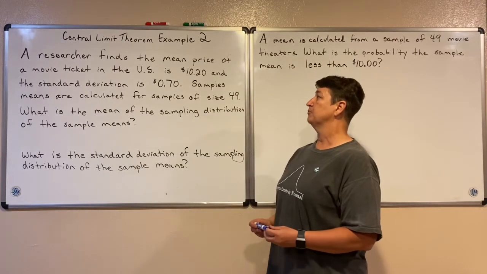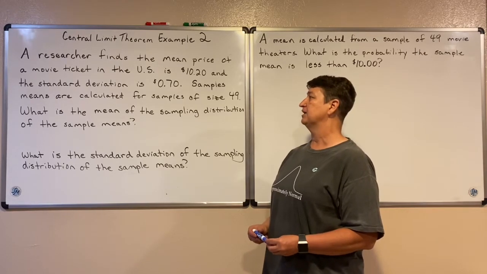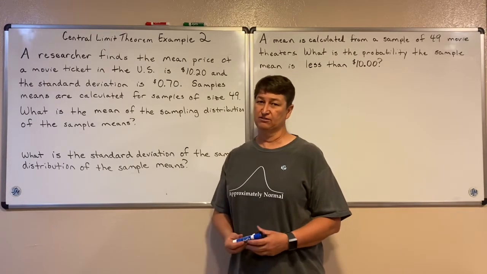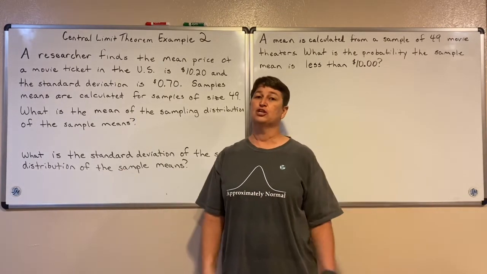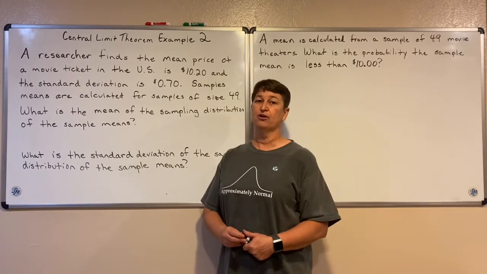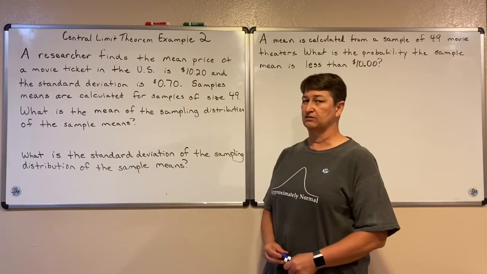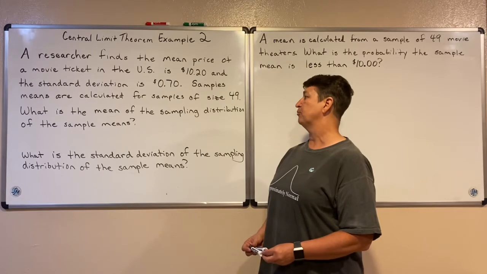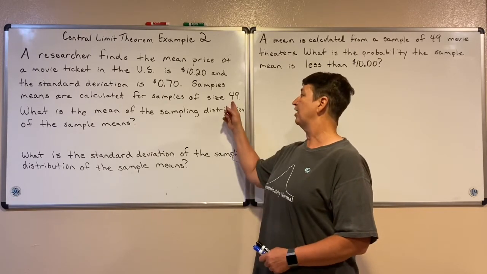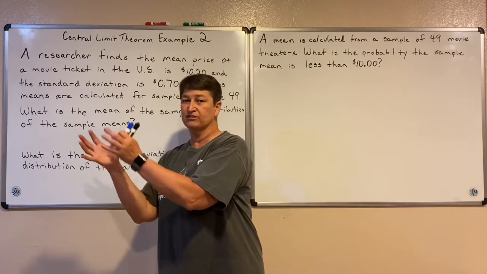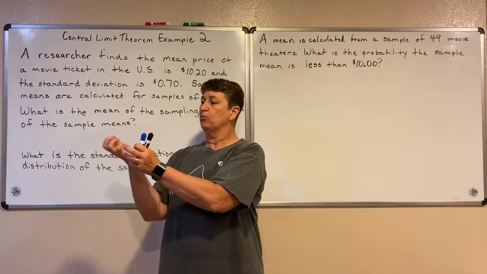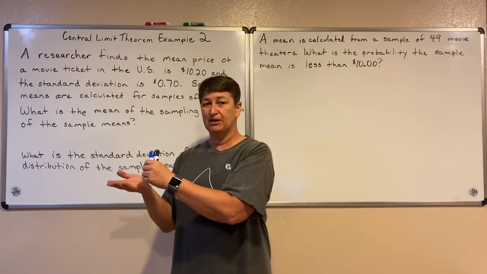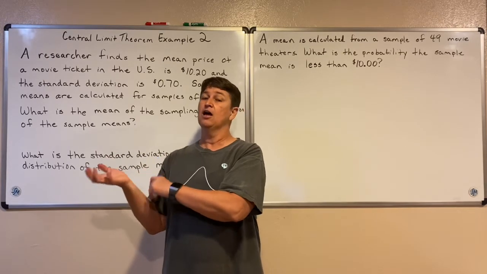A researcher finds the mean price of a movie ticket in the United States is $10.20, and the standard deviation is 70 cents. So we're talking about the entire population of the United States, all the movie theaters there. Sample means are calculated for samples of size 49. So we go out and gather a sample of 49 movie theaters, collect the ticket prices from those 49, add them up and divide by 49, and we find the mean of that sample.